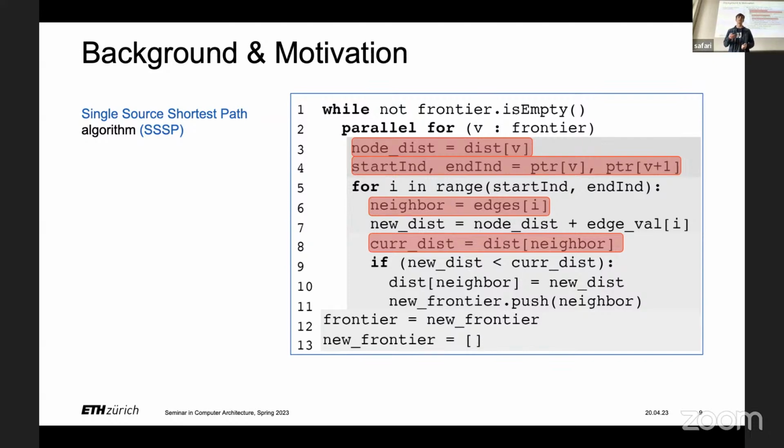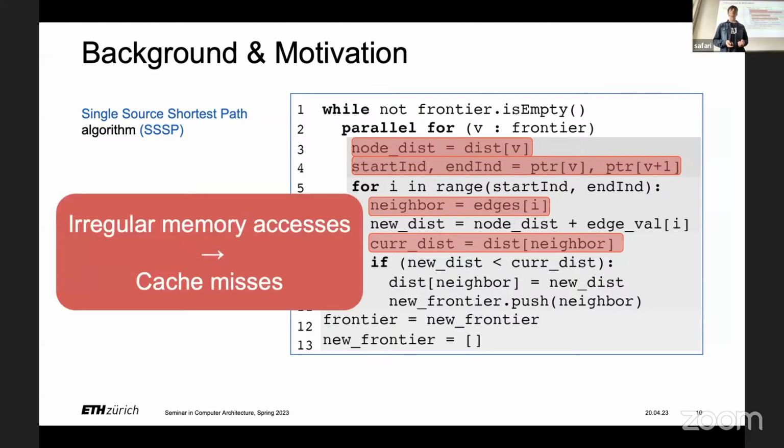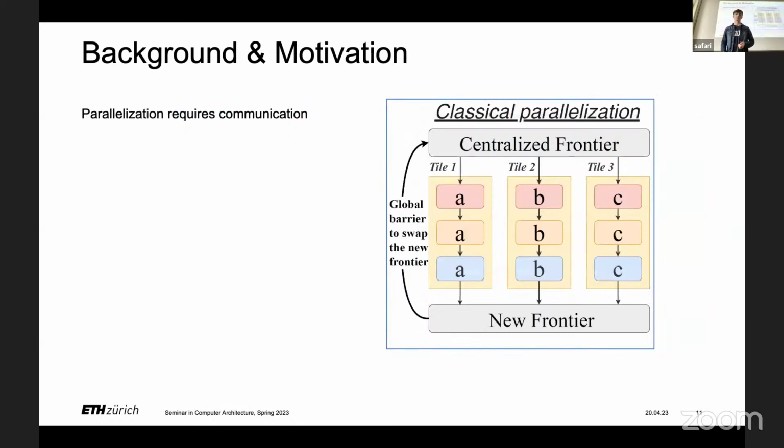And what this means is that we are going to have many irregular memory accesses, and these are going to provoke many cache misses.